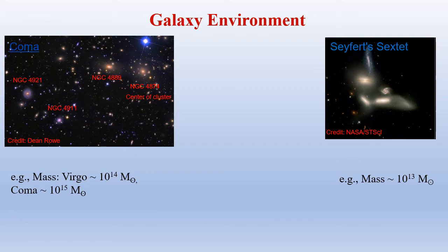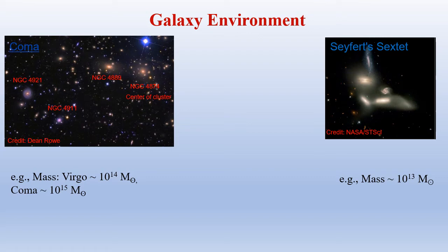To the left is the image of Coma cluster, which shows hundreds of galaxies with very different morphology and sizes. They are massive. They contain a large fraction of early type galaxies and irregulars, mostly around the cluster core, and a relatively small fraction of late types in the outskirts. Here in the image you can see NGC 4921 and NGC 4911, which are spiral galaxies. They are on the outskirts of the galaxy cluster, whereas we have NGC 4889 and NGC 4874 lying near the cluster core.